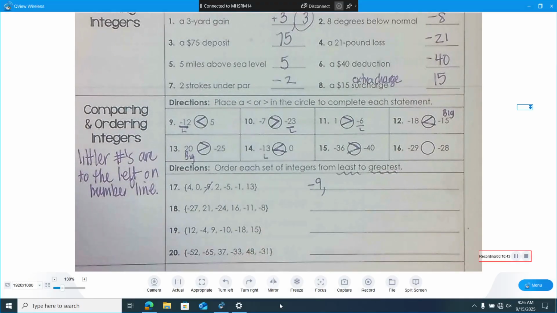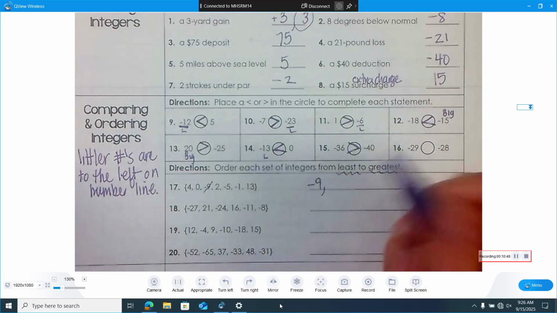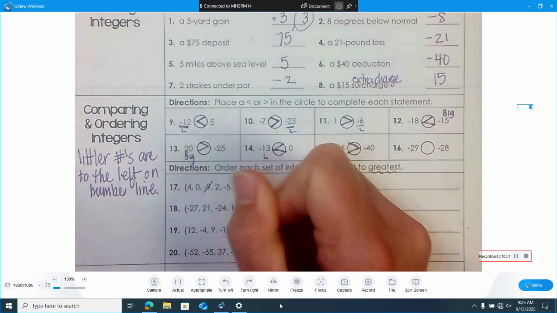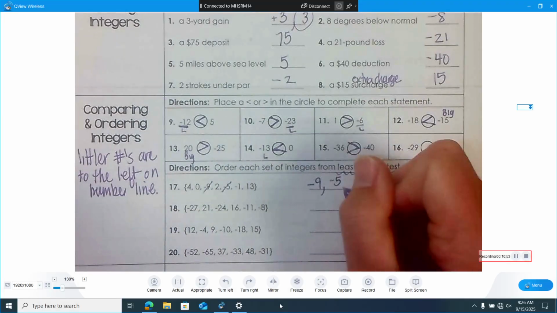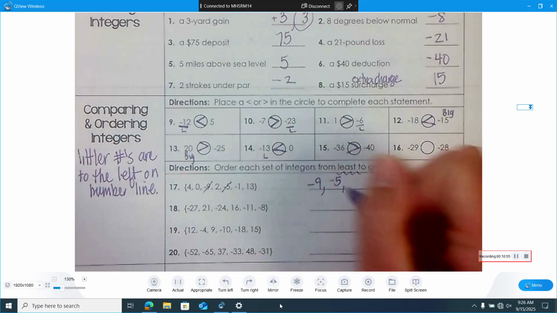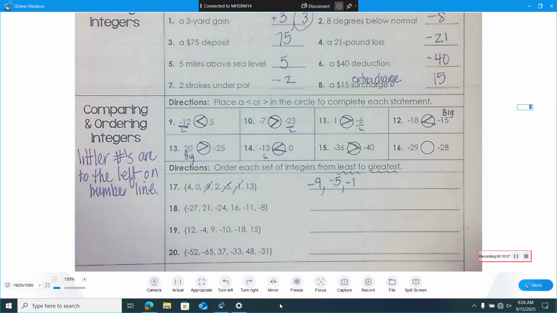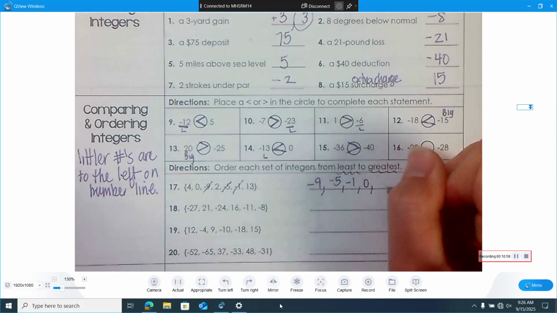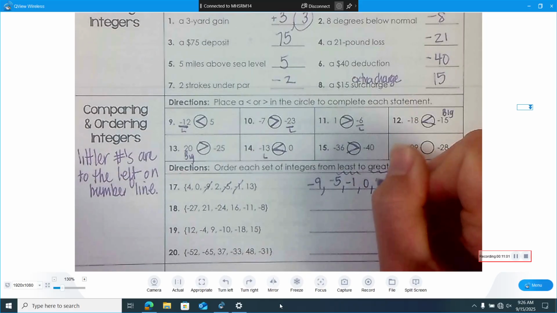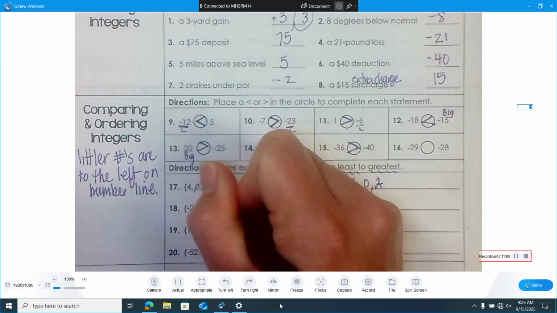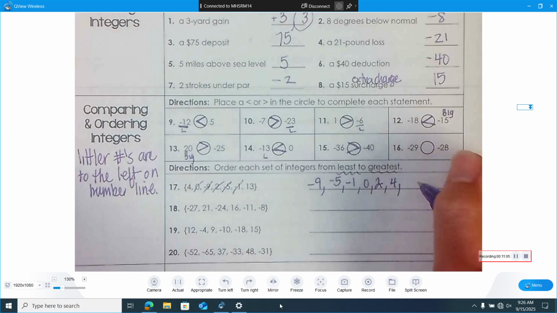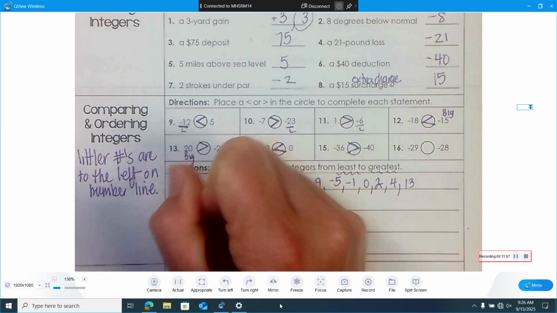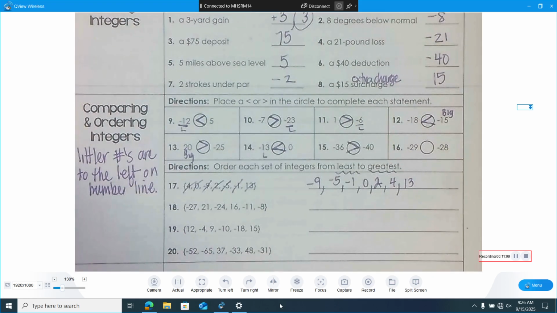And then I'm going to cross that one out so that I don't think about it now. Which one is furthest to the left on our number line? Negative 5. Very good. And then? Negative 1. Very good. And then? 0, then. Oh, there is a 2 there. Very good. 0 and 2 and 4 and 13. Beautiful. Very good. Well, you rocked that.